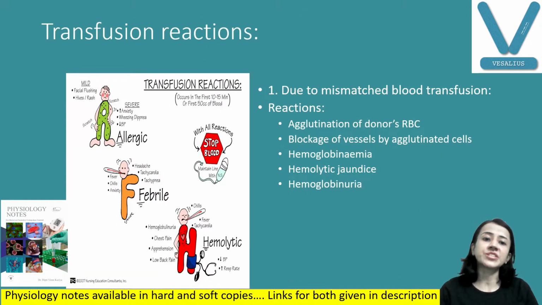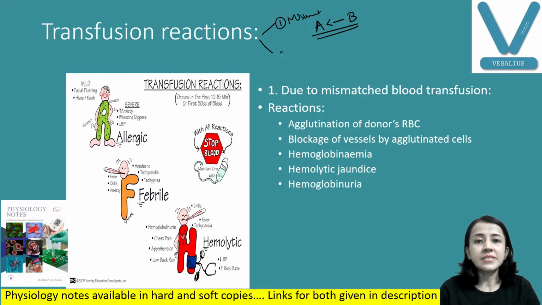Now, what are the transfusion reactions? These transfusion reactions are divided into two groups. Number one is reactions because of mismatched blood transfusion. Mismatch means, suppose an A blood group individual is given B blood group, that is mismatched.